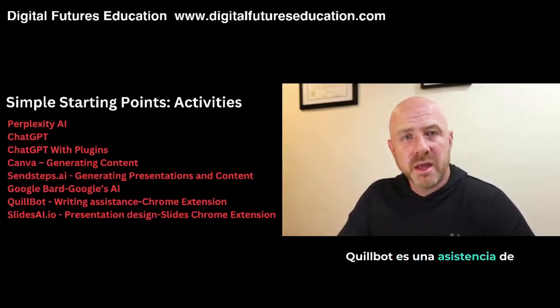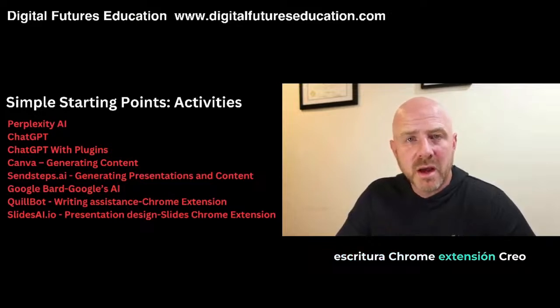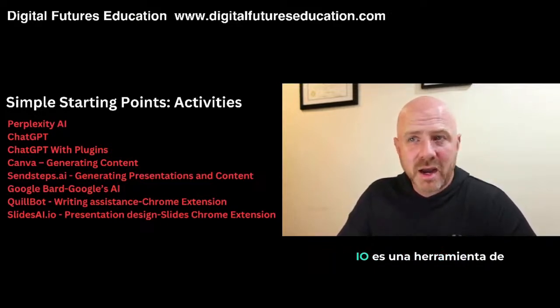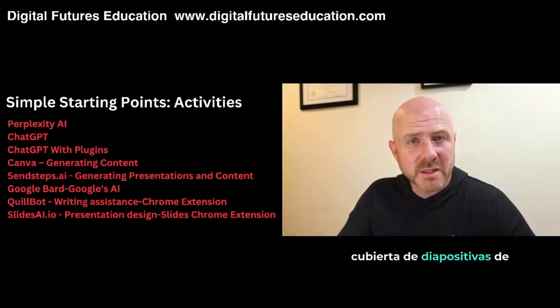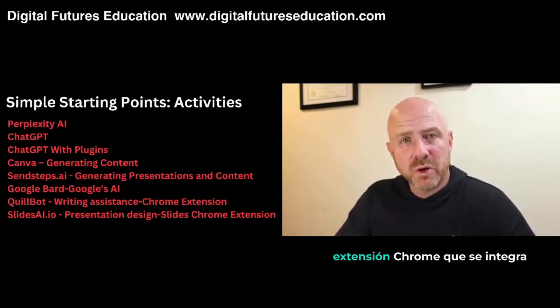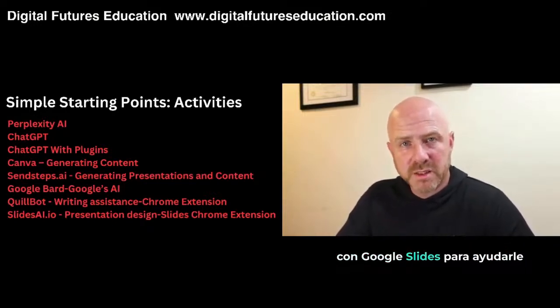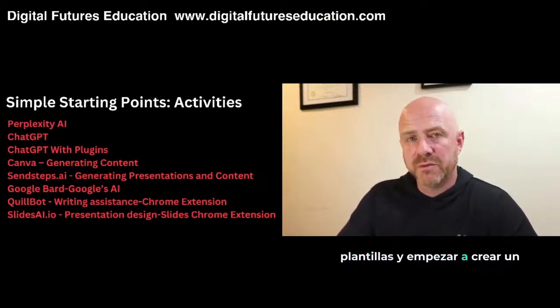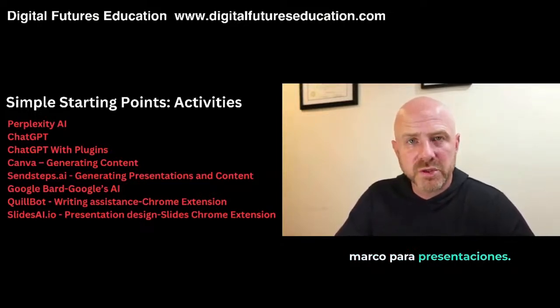Quillbot is a writing assistant Chrome extension, I believe from the same company as Grammarly. SlidesAI.io is a presentation slide deck tool that is also a Chrome extension that integrates with Google Slides to help you create slideshows based on templates and get you started creating a framework for presentations.